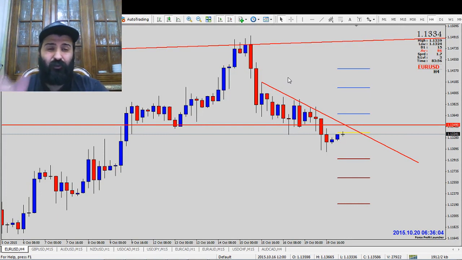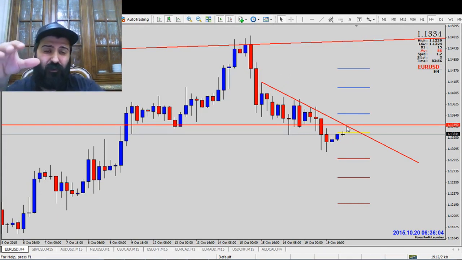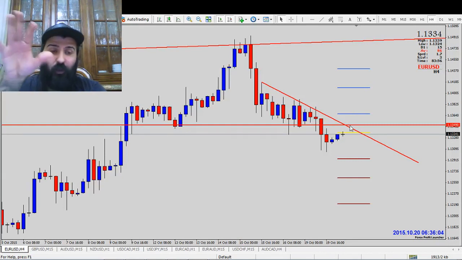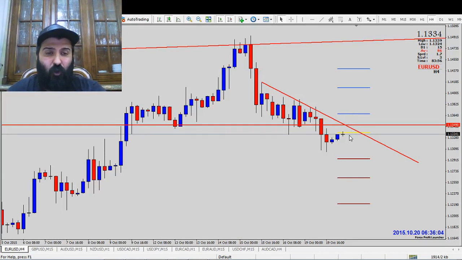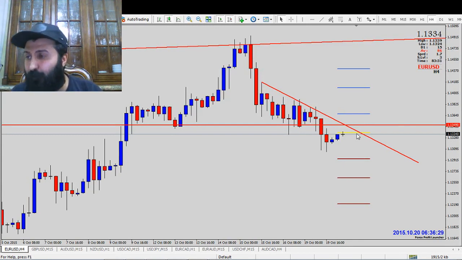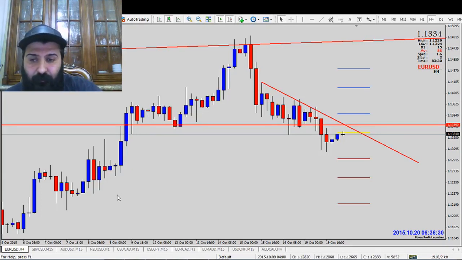So with the Euro USD, we're essentially looking for it to either break this part, wait for the retest and buy it, or very simply, if it fails on this trend line, we'll just take a short position. But remember, 20 pips maximum. So that's the Euro USD.